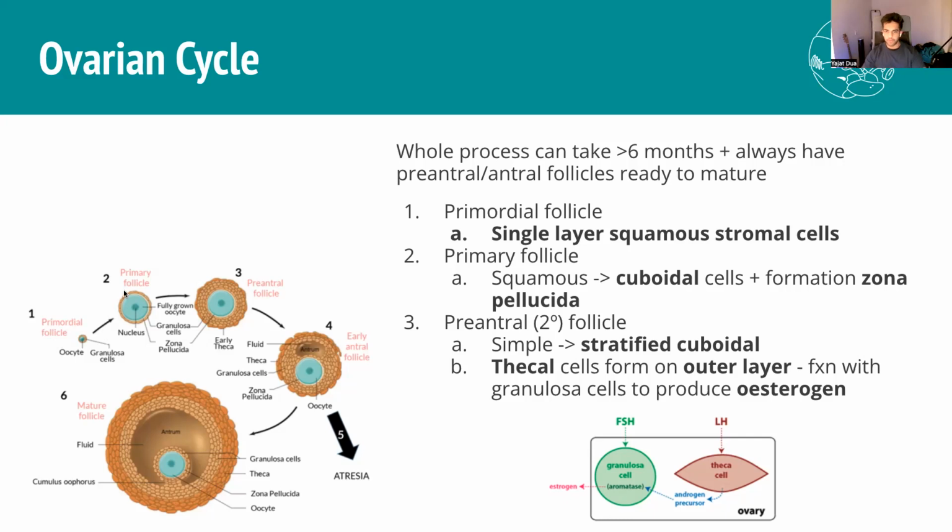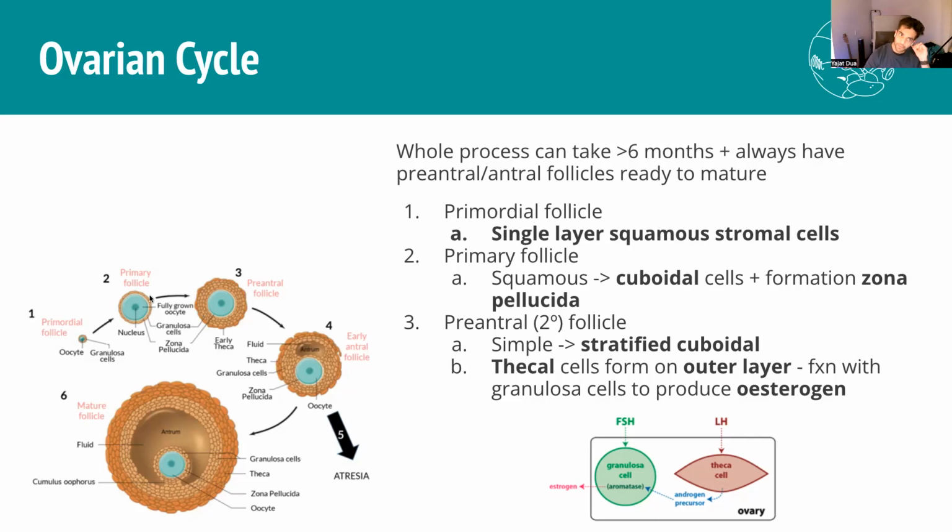Then you move on to the primary follicle. It grows, it develops, you have a bigger oocyte, and the squamous cells now become cuboidal cells. Still one layer, still simple, but it's now cuboidal. And then you have the formation of the zona pellucida, which is this layer. It has to do with fertilization, I think, where the sperm enters and attaches. Yeah, that's in the other lecture.